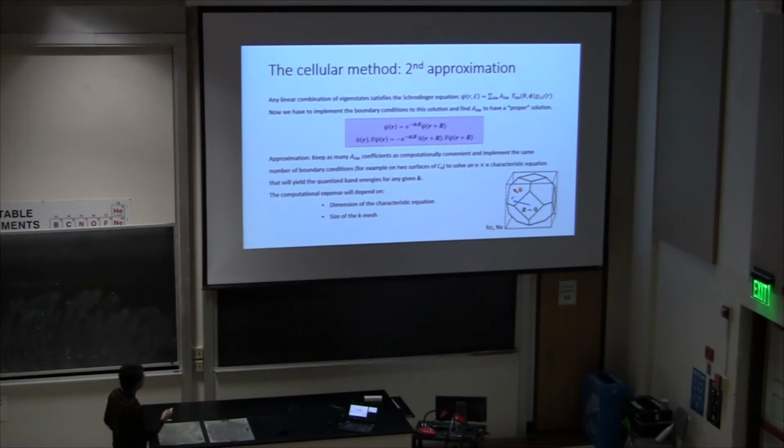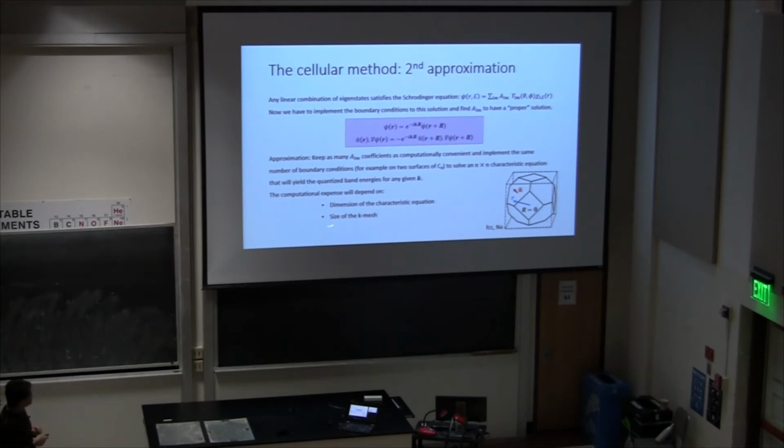So in all of these methods that I'm going to talk about, cellular method or any other method, there are really 2 things that determine the computational expense of any band structure calculation. The first one is the dimension of this secular or characteristic equation. How many terms do you decide to include in the sum, and how many boundary conditions do you impose on the wave function? Of course, the more the better, but as you increase the number of terms and boundary conditions, you will increase the computational cost of your problem.